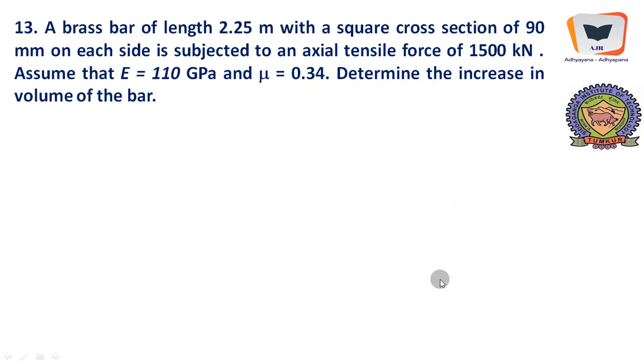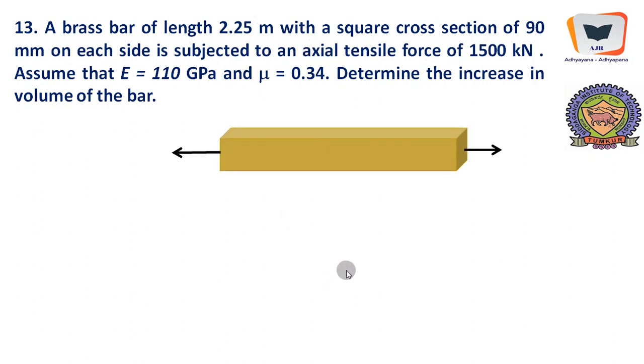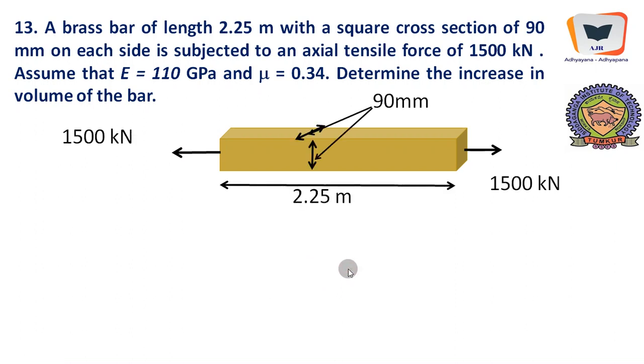A brass bar. This is an example. First of all, let us read the problem. A brass bar of length 2.25 meter with a square cross section of 90 millimeter each side is subjected to an axial tensile force of 1500 kilonewton. Assuming that E equal to 110 GPa and mu, Poisson's ratio, being equal to 0.34, determine the increase in the volume of the bar.